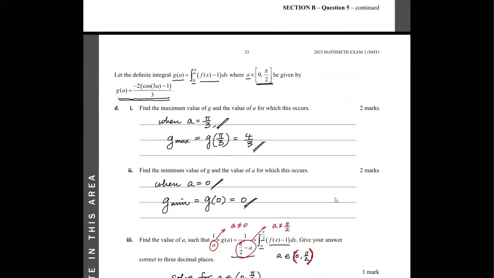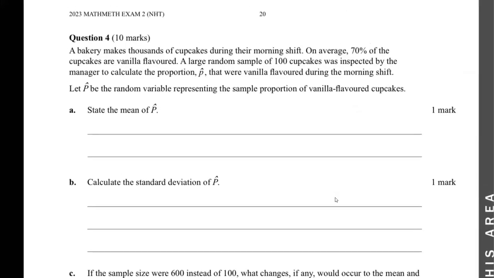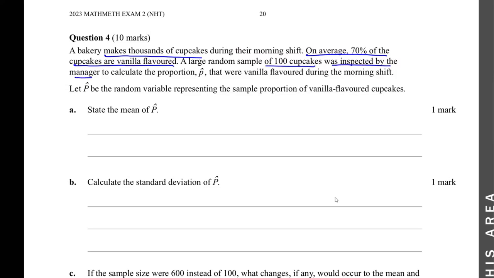Okay. Let's shift back to question 4. A bakery makes thousands of cupcakes during their morning shift. On average, 70% of the cupcakes are vanilla flavored. A large random sample of 100 cupcakes was inspected by the manager to calculate the proportion p hat that were vanilla flavored during the morning shift. P hat is a random variable representing the sample proportion.